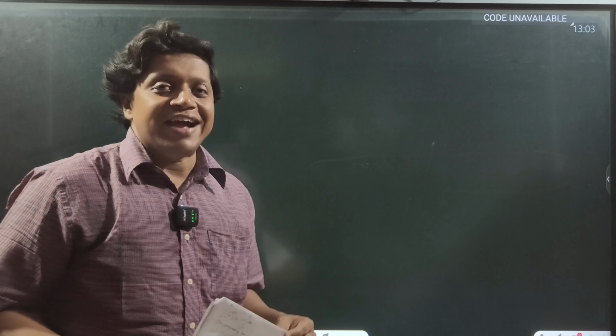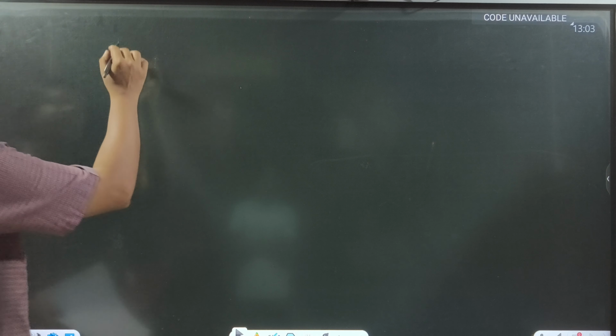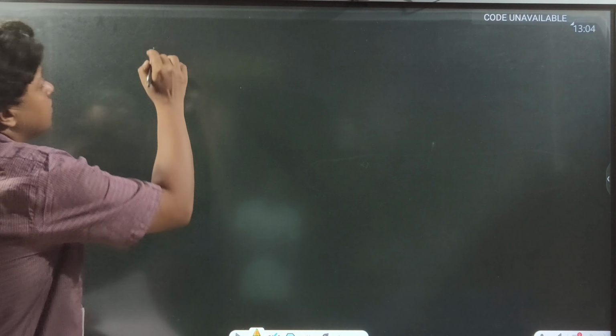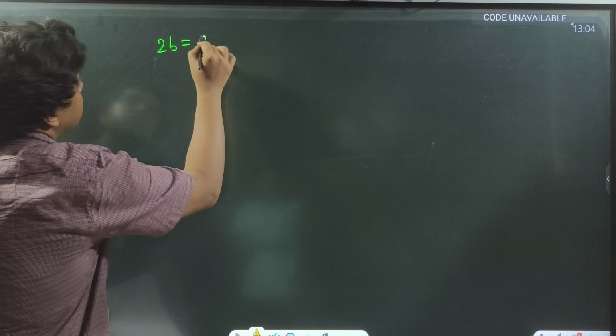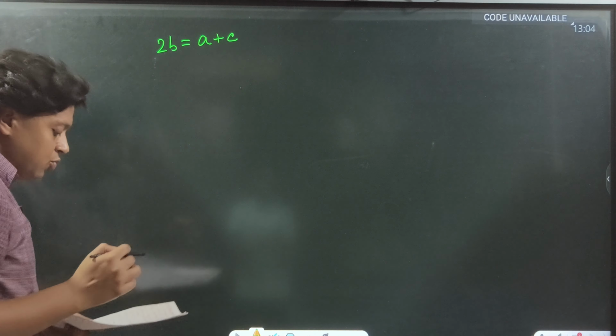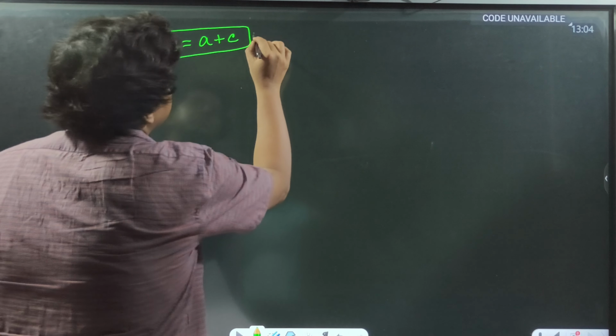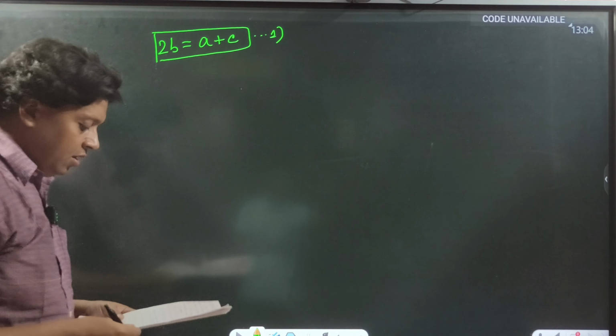First of all, we will exploit the fact that A, B, C are in AP. So that will give us, sorry for the glitch, so that will give us 2b equal to a plus c. This is going to have many equations. Let me keep on numbering those. This is going to be equation number 1.